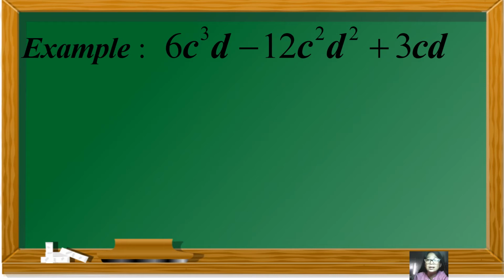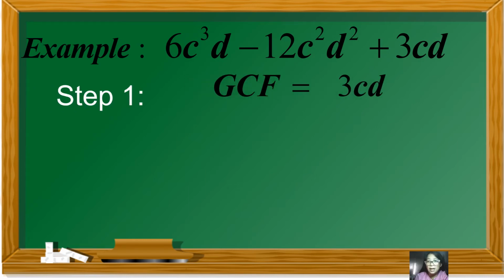So 1 is not written, it's invisible. And then we have d squared, and then d. So the GCF is d raised to the first power. So we have here our GCF, which is equivalent to 3cd.